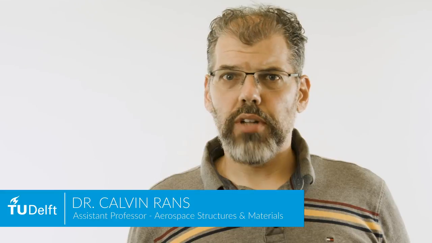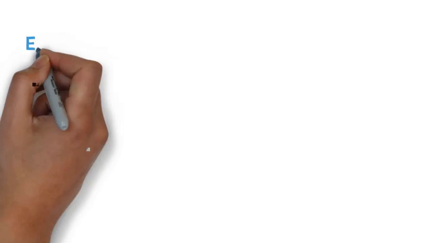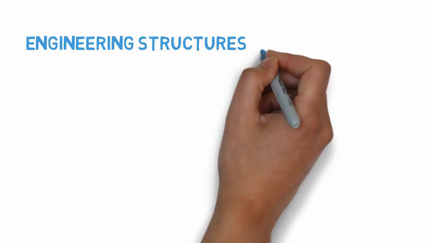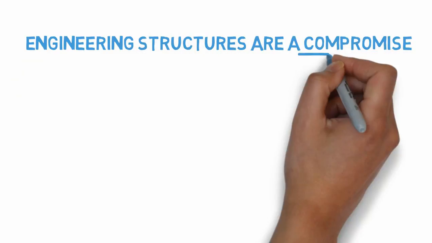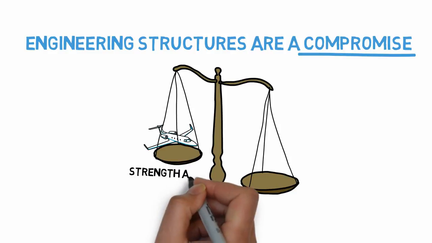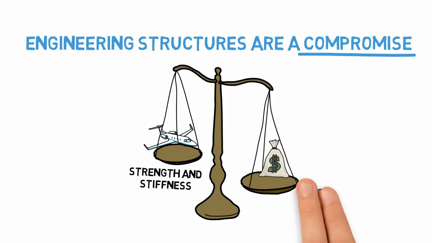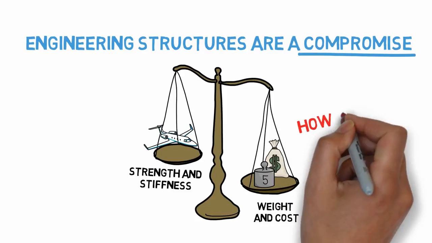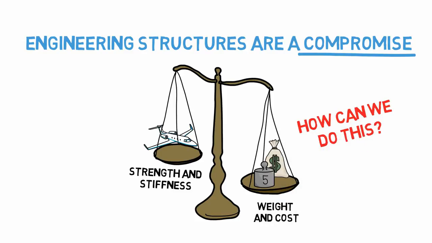How can we go about selecting a material for a given structural application before the entire structure is even designed? As we saw in an earlier video, our decisions necessitate us to make compromises between structural capability, such as strength and stiffness, and design constraints, such as weight and cost. So how can we go about doing this?